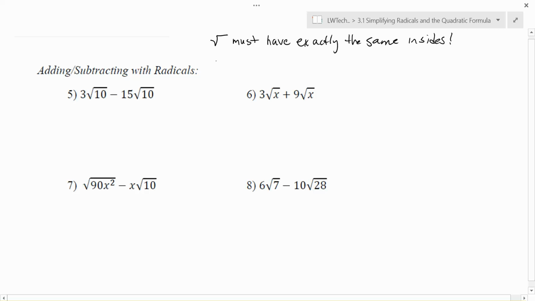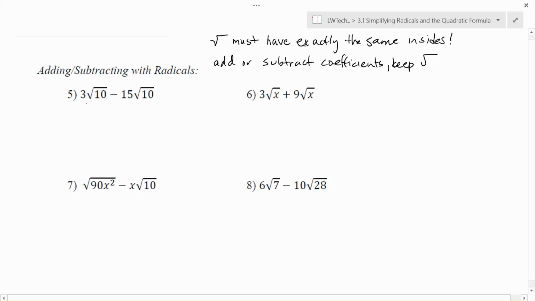Then what do we do? If they have exactly the same thing inside, and we want to combine them, all we do is add or subtract the coefficients of those radicals, which means the numbers that are out in front. Add or subtract the coefficients and then keep the radical along for the ride. So let's take a look at a couple of examples here.